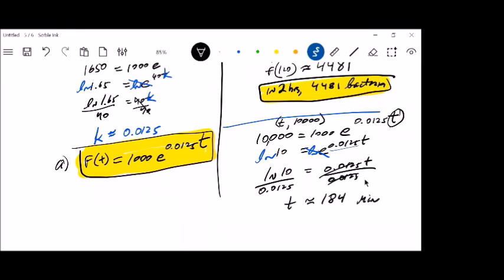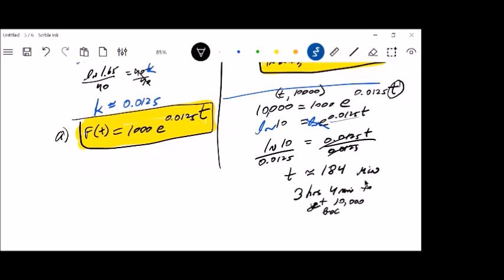But remember that that's minutes. Well, we don't talk in terms of 184 minutes. We don't say, oh, it takes 184 minutes to do this. Instead, 60 minutes an hour, that's 3 hours and 4 minutes to get 10,000 bacteria. Okay, so a biologist is loving this because they want to see the growth of the bacteria. But in our case, we just found the numbers right. And we now know it.